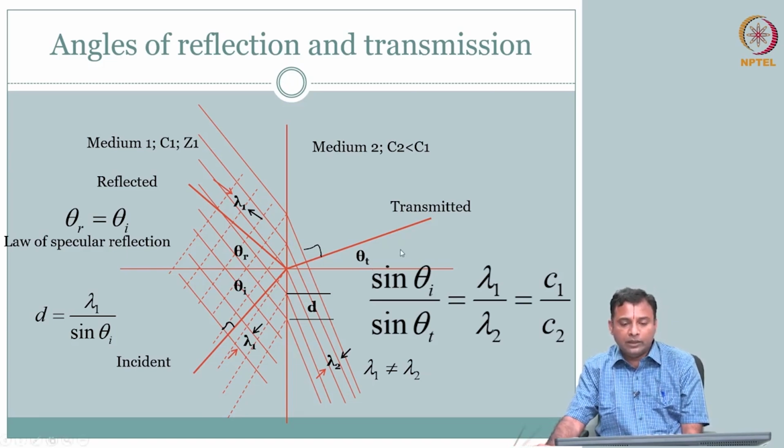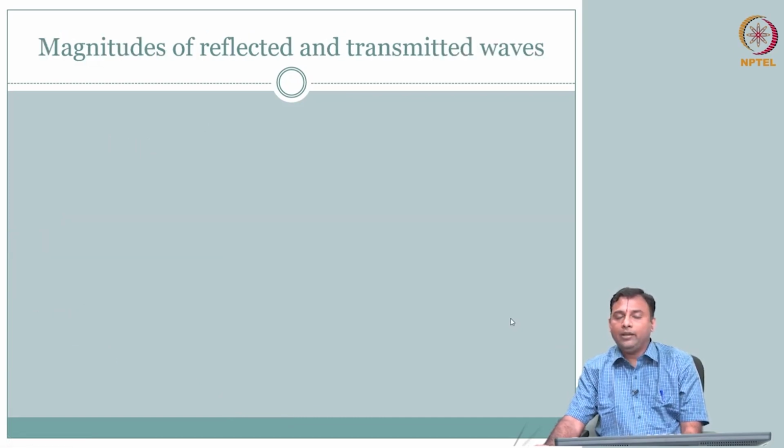So the angles we know, theta I equal to theta r, and we can relate the incident angle to the transmission angle in terms of these parameters. Okay, so much for angles. What is next? How much is coming back? The magnitudes of the reflected and transmitted waves. How do we get that?